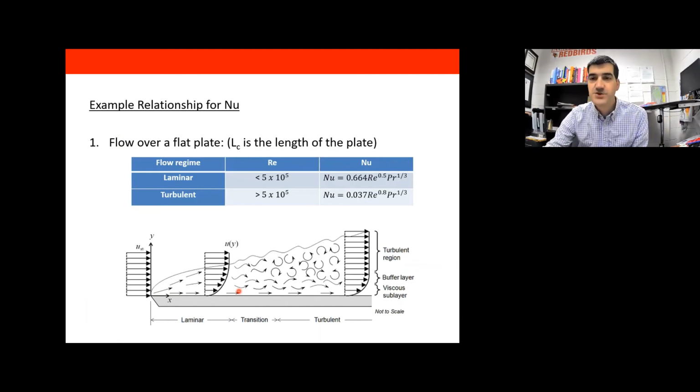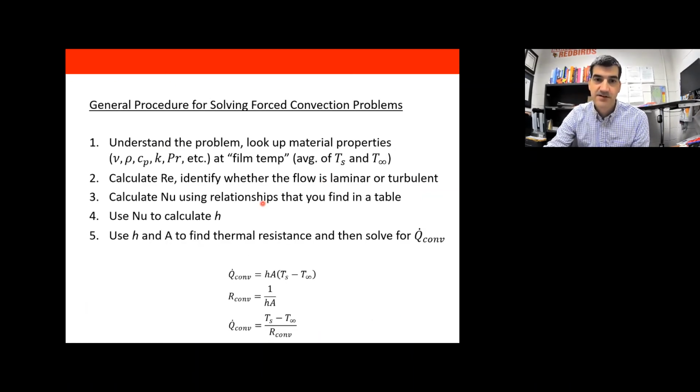So there's two different relationships or equations for the Nusselt number. If your Reynolds number that you calculate is less than 5 times 10 to the 5th, you use this equation to calculate the Nusselt number. So you plug in your value for Reynolds number, you plug in the value for the Prandtl number, you find your Nusselt number. All right, that is step 3 in the sequence here.